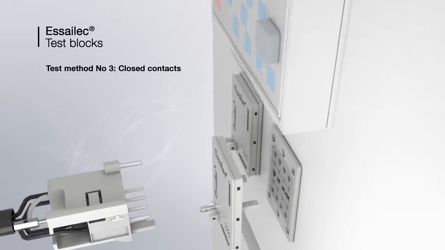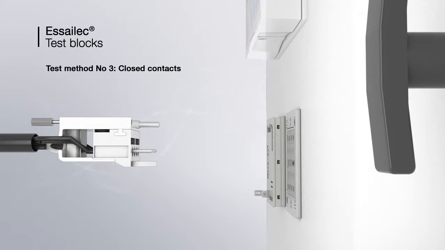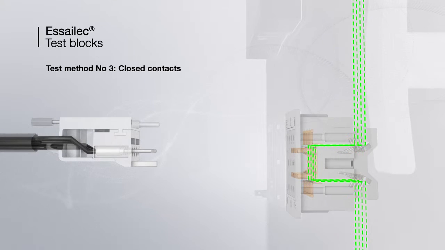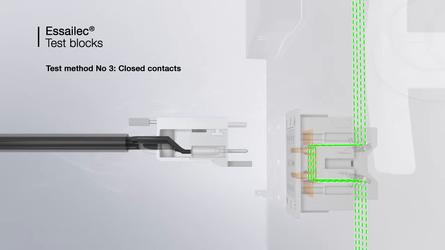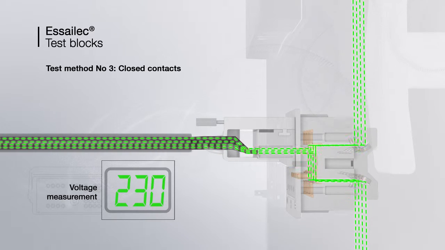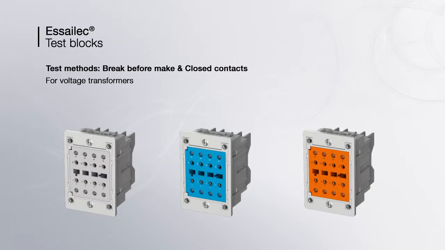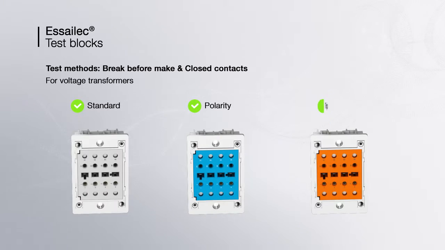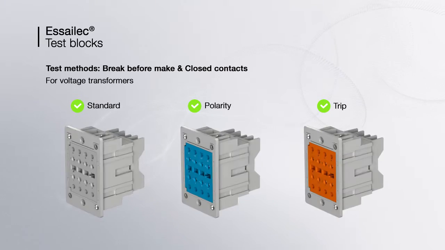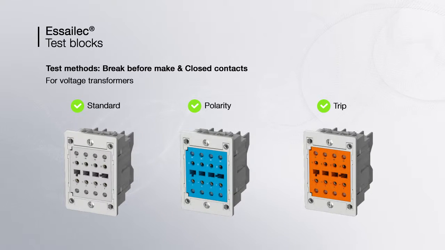The third test method, the closed contacts, is using a 4-pin test plug. The socket circuits cannot be disconnected, only measurement is possible. When the plug is inserted, the voltage is measured by the test set. Break before make and closed contacts methods are used for voltage transformers. They are available in several colors to identify various circuit types, like polarity or trip.